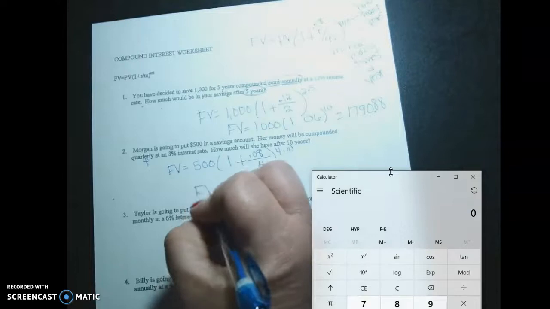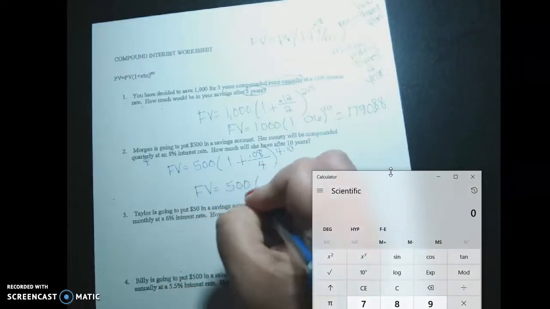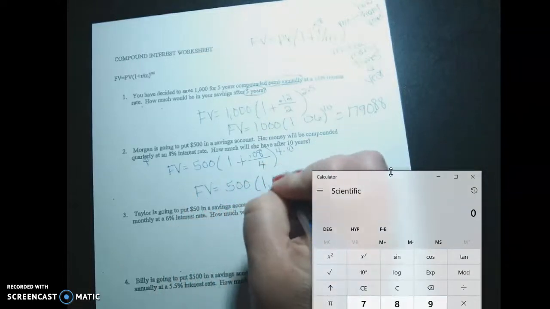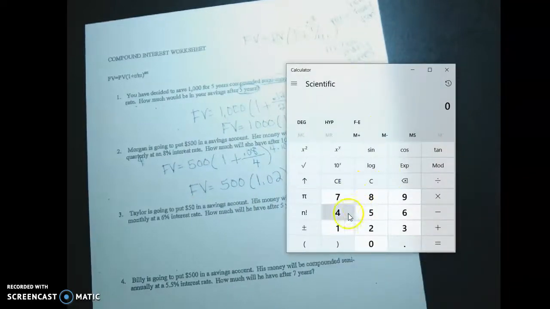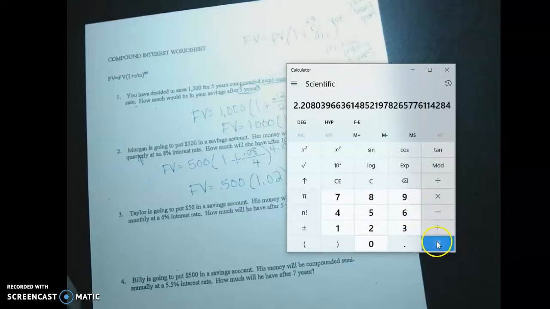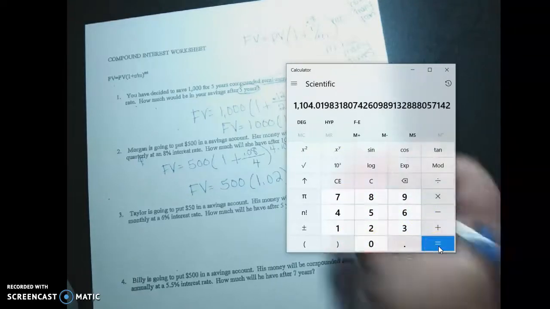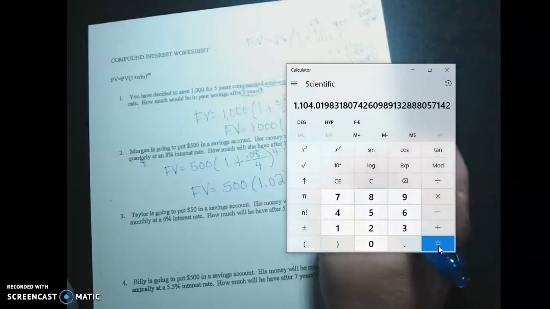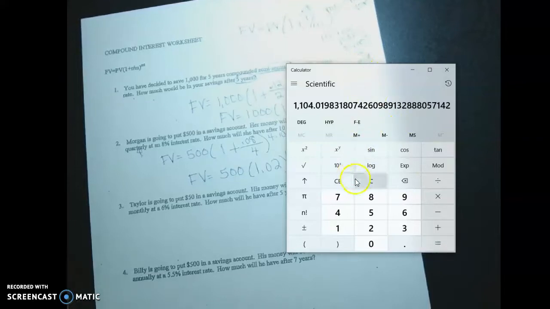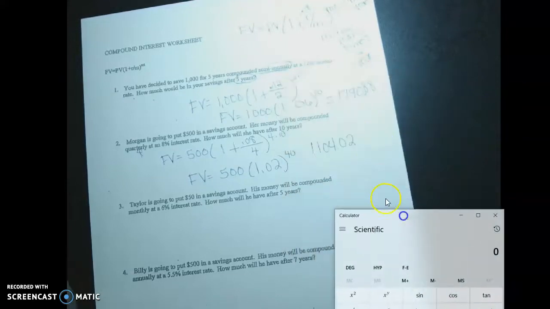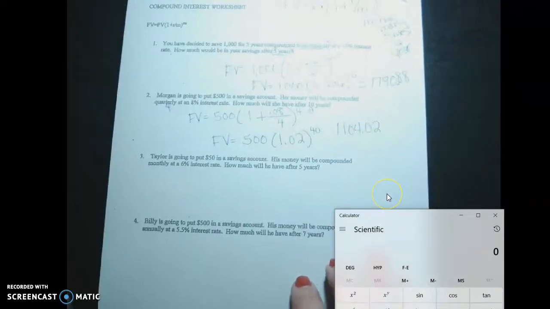So I'm just going to condense it down a little bit. 1.02 to the 40th. I'm going to come to my calculator. Remember, we do what's in parentheses first. 1.02 to the XY for our exponent of 40 equals times 500. And in 10 years, she should have $1,104.02. Anybody have questions? Okay, let me do a couple more with you, just so you get the idea.